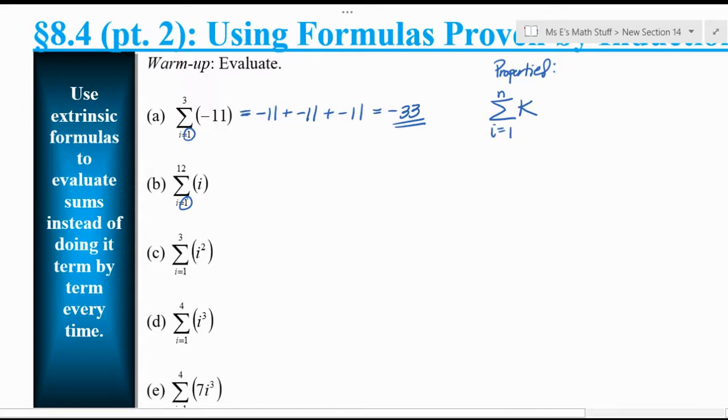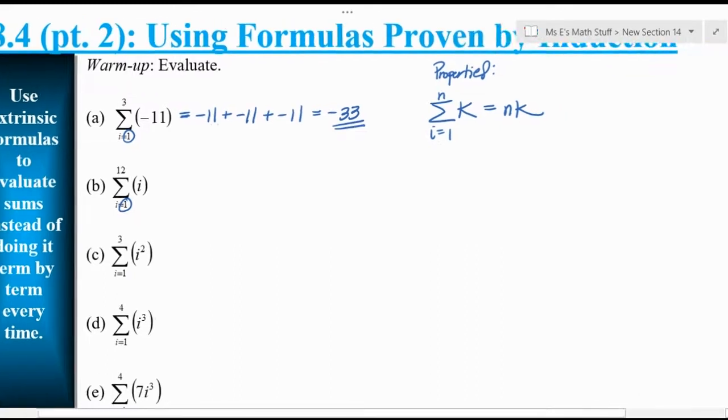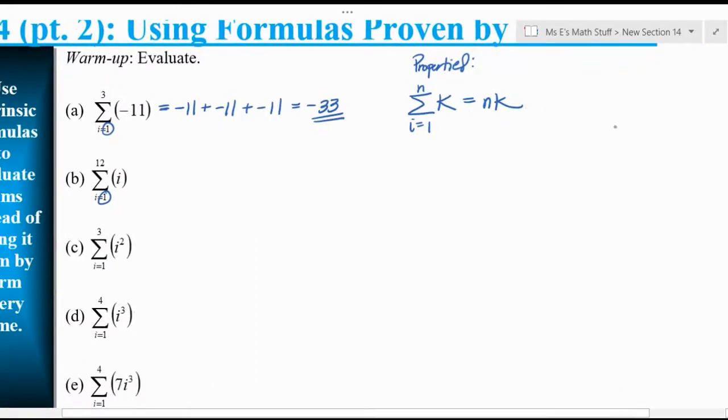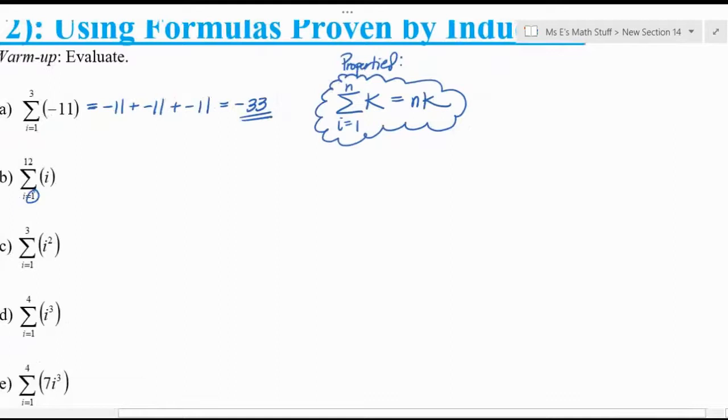Then, for example, with part A, you ended up with 3 negative 11s. Well, in this situation, you'd end up with n k's. So you simply multiply the upper bound by the constant if you are in a situation just like this. This is a property that we have mentioned in the past, so it's time to either memorize it or rememorize it, depending on what situation you're in. But you do want to go into your problem set with all the properties that we mentioned here nice and memorized.